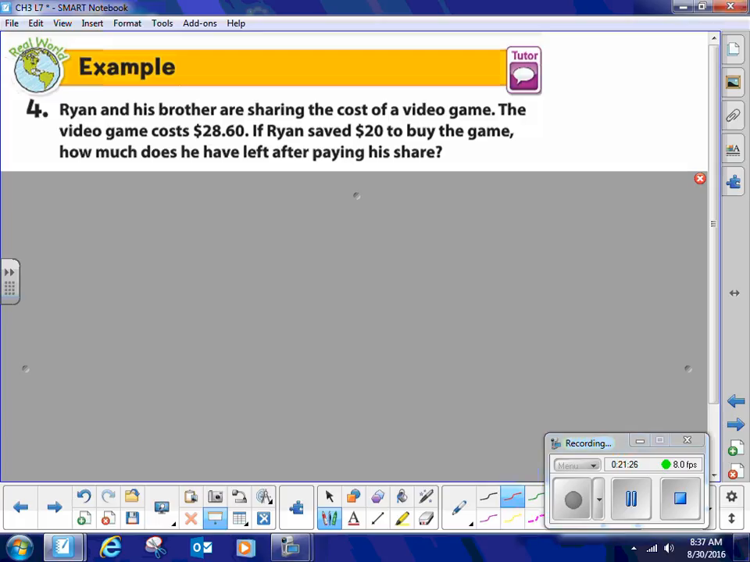I'm going to circle key numbers, right? This is a key number, but is that the full key number? That is not the full key number, because he is sharing this cost, all right? The other key number is this. He saved 20. Now, we have to underline the question. How much does he have left after paying his share? Okay, so we need to figure out how much the video game cost Ryan, because he is sharing the cost. All right, this is first off one math action word, sharing the cost.